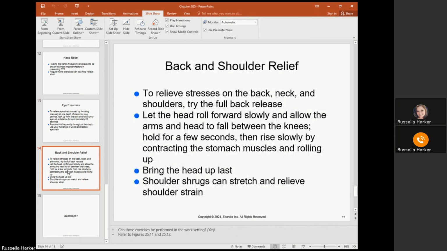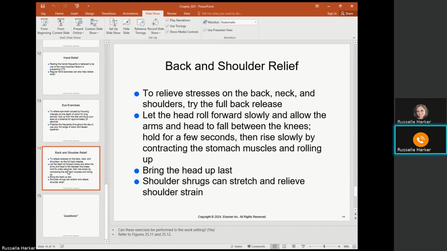With back and shoulder relief, to help relieve stress on your back, neck, and shoulders, try that full back release. That full back release is also in your book on page 339. That feels excellent. You're going to let your head roll forward slowly while you're sitting up, and then you're going to allow your arms and head to fall between your knees. So you're going to kind of roll down.